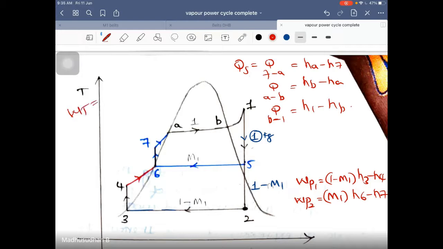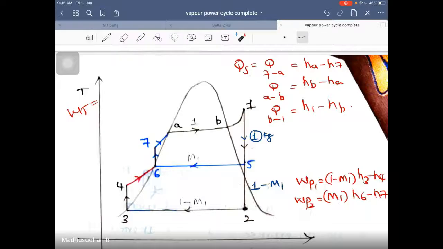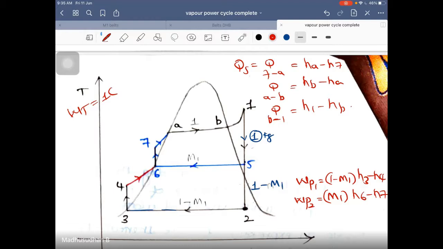Who will tell? Let's see. The turbine work, which is this, happens in 2 stages, guys. One with 1 kg per second of mass flow rate. Another expansion with 1 minus M1 amount of mass flow rate. How will you give me the turbine work output? Anyone? 1 into H1 minus H5. Excellent, Aditya. It is 1 into H1 minus of H5.